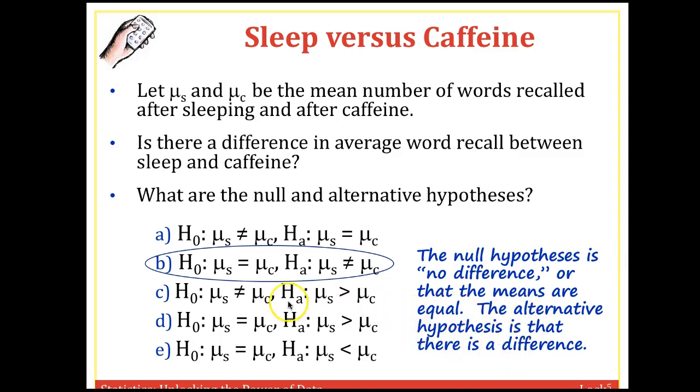Before we go on, I want to point out D and E could be appropriate hypotheses if you just change the wording. For example, for part D, if you said, is it possible that sleep is better for memory than caffeine, then you would choose D to be your hypothesis. Or if your claim was that caffeine helped memory more than sleep, then you would choose part E. But A and C definitely cannot be correct hypotheses no matter what, because the null is incorrect.